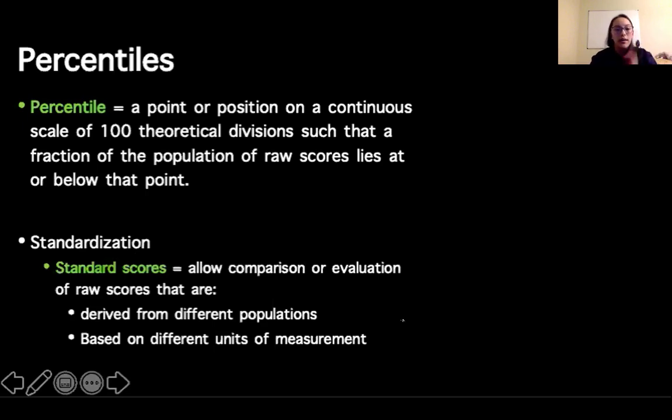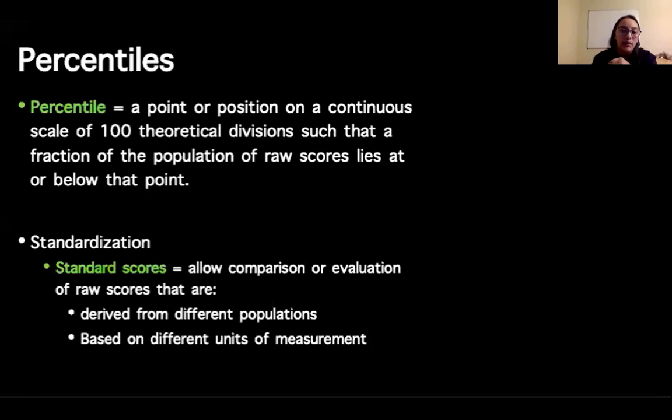Okay. So if we have people from different populations, we could say people from population A are seemingly very different from people in population B. But if we put them all on the same percentile scale, then we can actually evaluate if or how similar they are to each other.